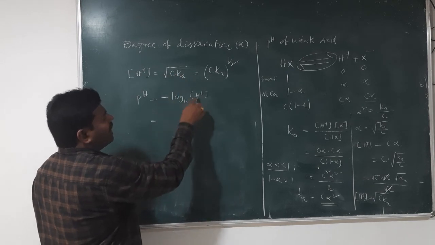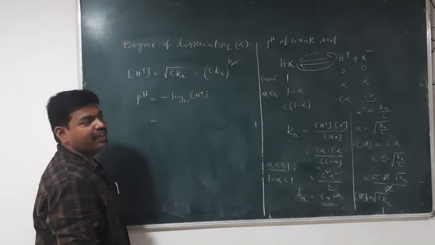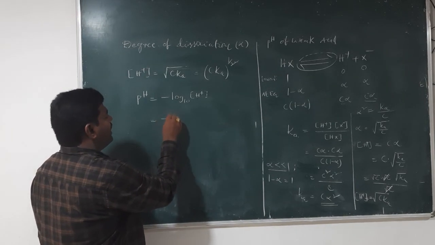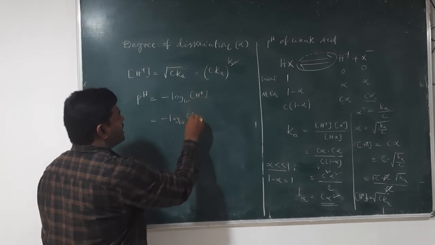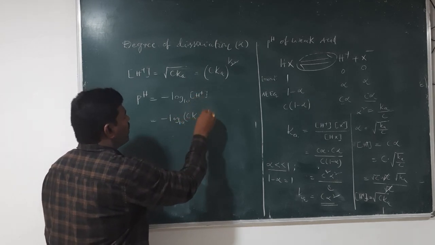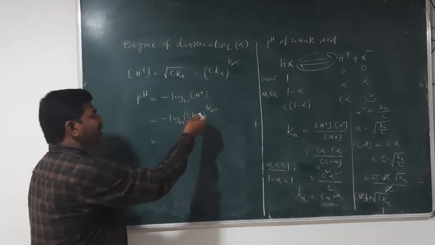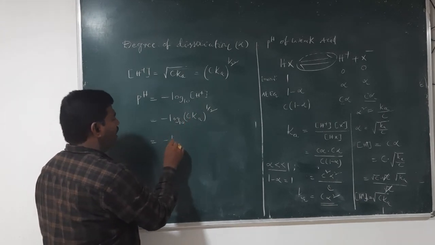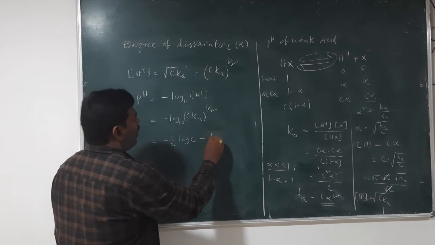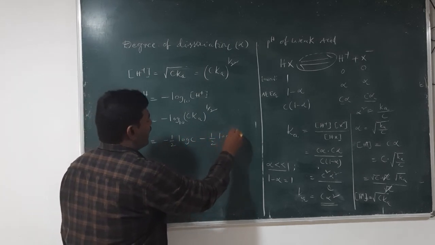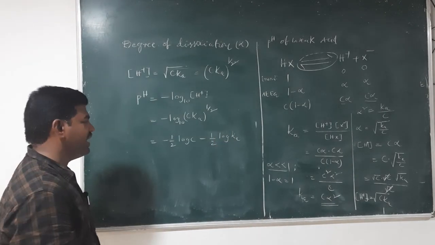pH is the negative logarithm to the base 10 of the concentration of H plus ions. Here we got the concentration of H plus ions from the dissociation of the weak acid, that is minus logarithm to the base 10 of (CKa) whole power 1 by 2. From the logarithmic rules we can write it as minus 1 by 2 log C minus 1 by 2 log Ka.